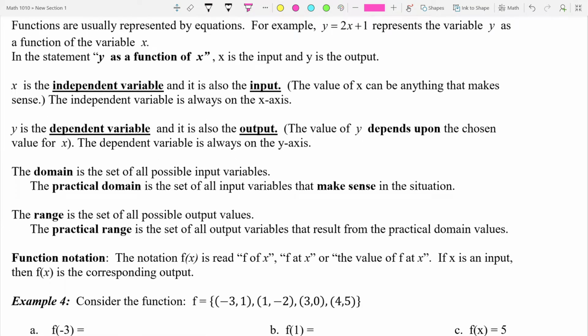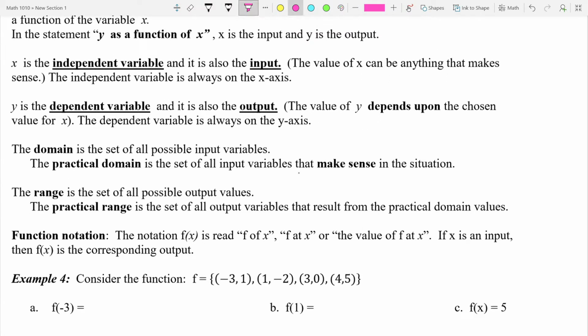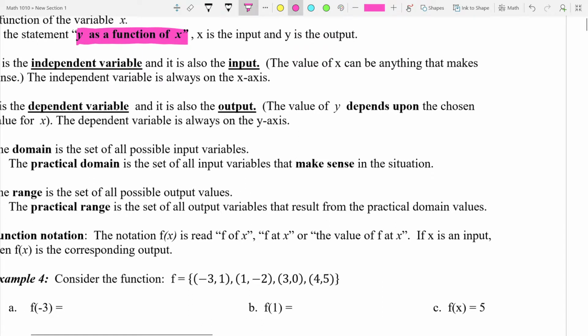Okay, here we go. Now, this is important right here. If they say something like this, y is a function of x. It should say is, not as. So that's a typo. Let me give you an example.